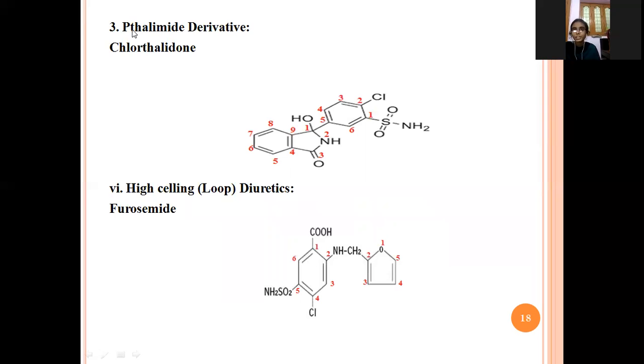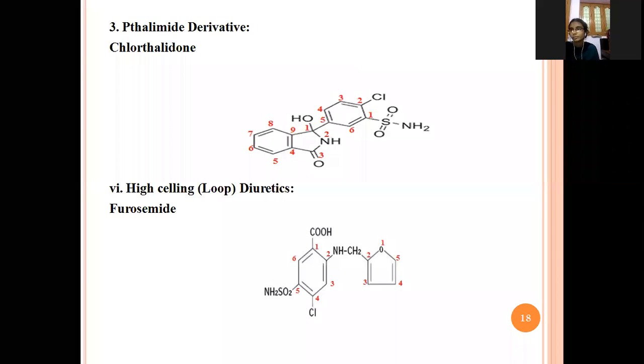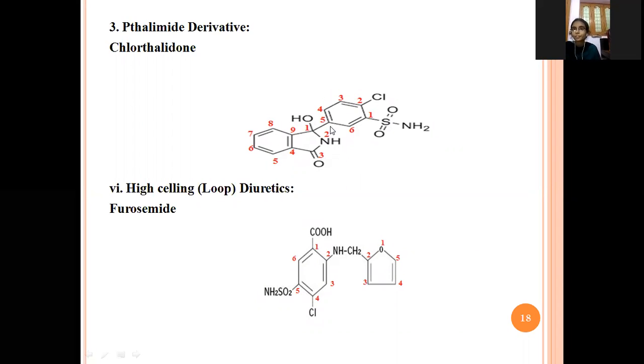Next drug is chlorothiazide. If you see the structure here, this is the six-membered ring. In the second position, the chlorine atom. In the first position, the sulfonyl group is attached. In the fifth position, the indole structure is there. At the indole structure, in the first position, hydroxyl, and in the third position, oxygen group is attached.